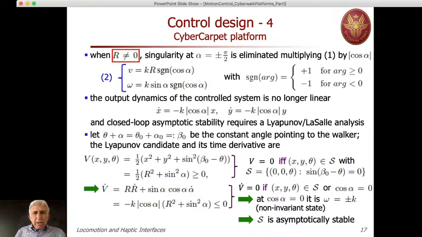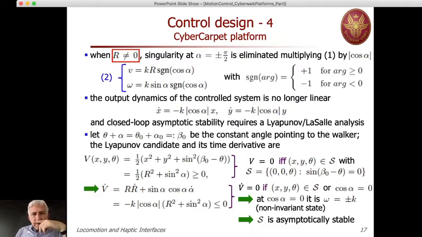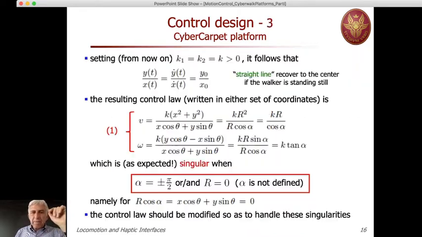There's another nice property. I don't know if I mentioned this, but under this modification, still the ratio of y dot and x dot is equal to the ratio of y over x, which is equal to the ratio of y0 over x0. So still, the transient behavior of the user with this controller is going straight from the initial position to the origin while being rotated by the controller. So still we preserve this straight line behavior in the transient.